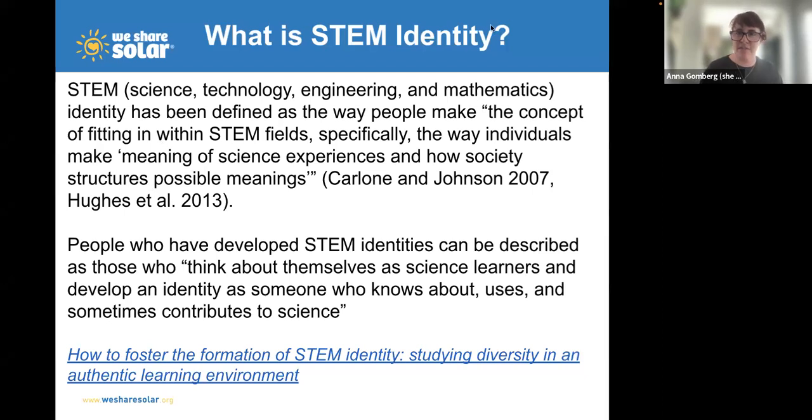So we've got this big definition, but people who do have a strong or developed STEM identity think about themselves as science learners. So that when they're given a science task, they're like, yes, this is something that I can do. Do you have someone in mind, Walt?